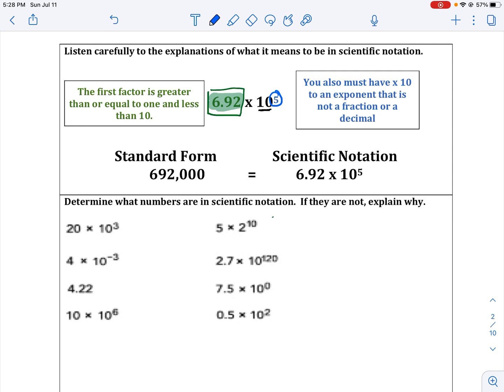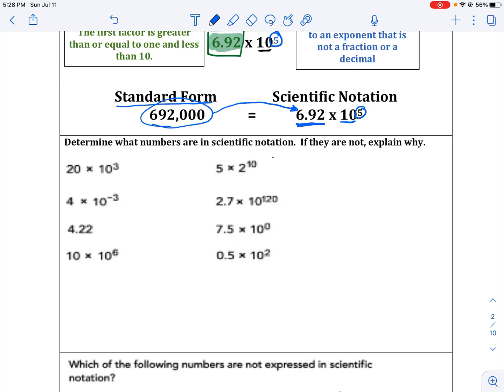So we start with something called standard form here, and here's the number in standard form. This is that number represented in scientific notation. The first number is between 1 and 10. It's times 10 to an integer exponent. That is scientific notation. So let's determine, of all of these numbers, which ones are in scientific notation, and if they are not, we are going to explain.